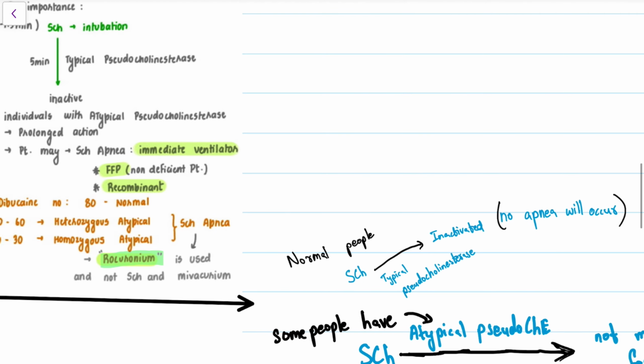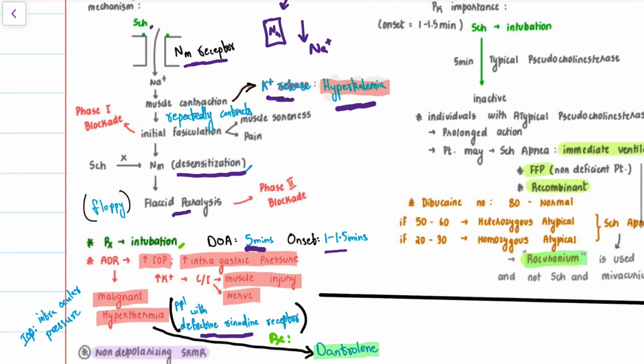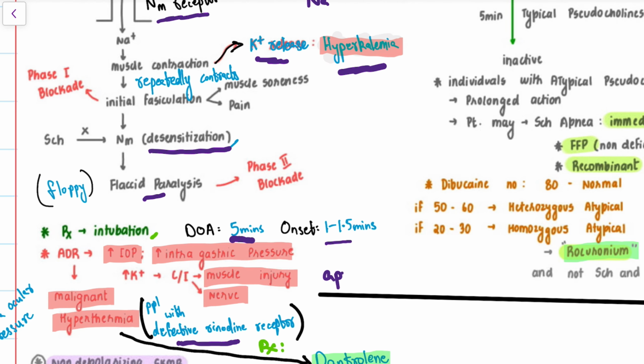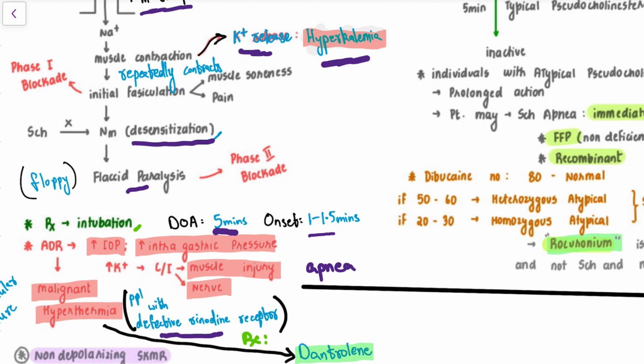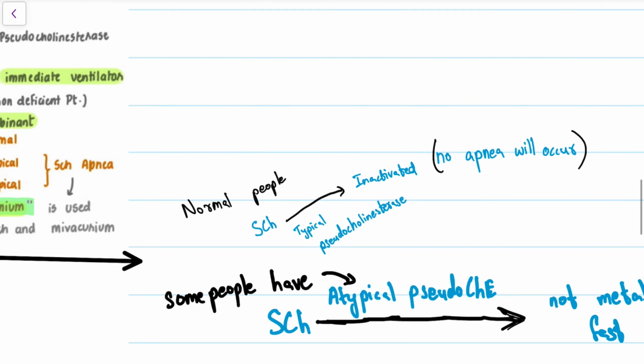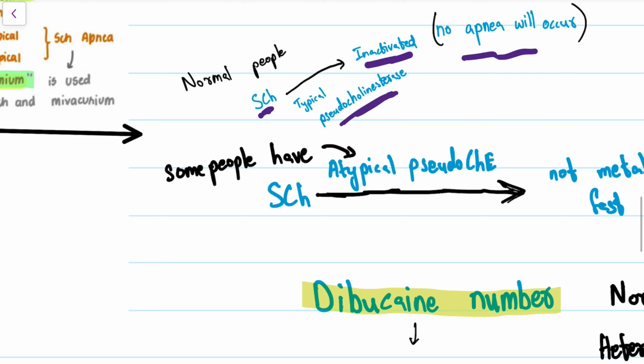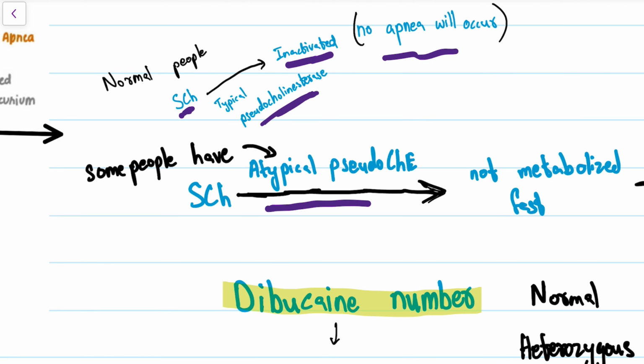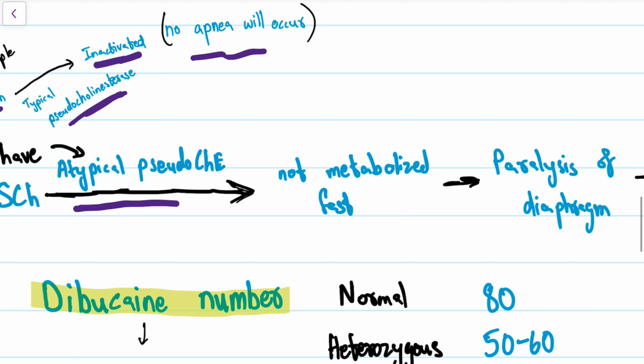Why is that so? And people may even experience apnea. We are using this to treat apnea, right? We are using it for intubation and to treat apnea, but it may cause apnea in some people. Why is that? Because you see, in normal people, the succinylcholine is metabolized by the typical pseudocholinesterase enzyme, and it gets inactivated, so no apnea will occur. But in some people, what happens is they have atypical pseudocholinesterase. In that case, what happens?